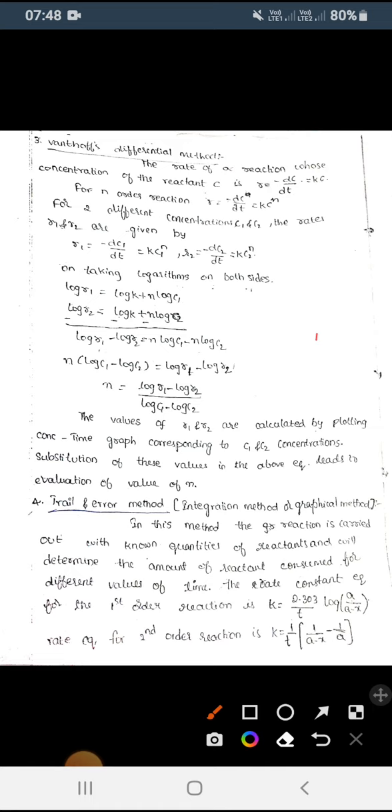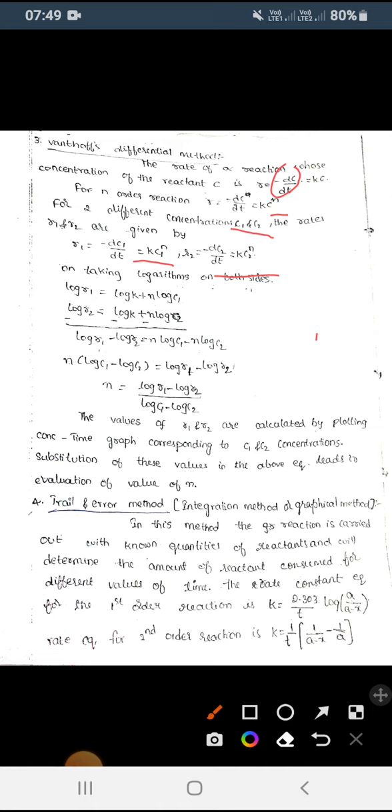Now let us consider the rate of reaction with concentration C. R is equal to minus dC by dt, which is equal to Kc, where R is proportional to C. So minus dC by dt is equal to Kc to the power n if we take n terms. If we take two concentrations C1 and C2, then the rate of reaction is minus dC1 by dt equals K C1 to the power n, and minus dC2 by dt equals K C2 to the power n.